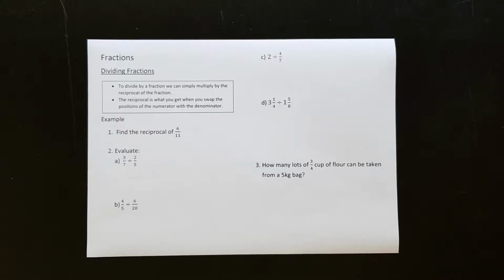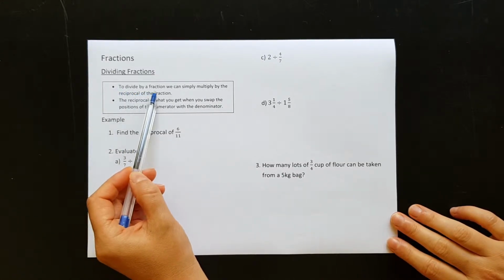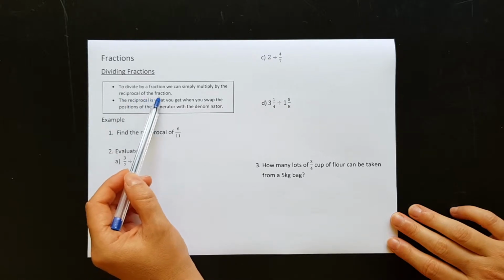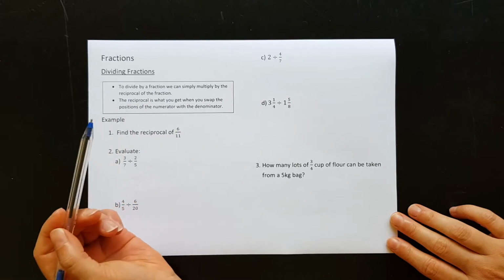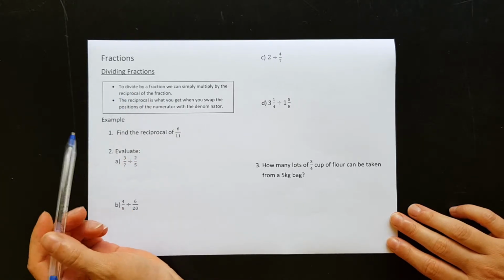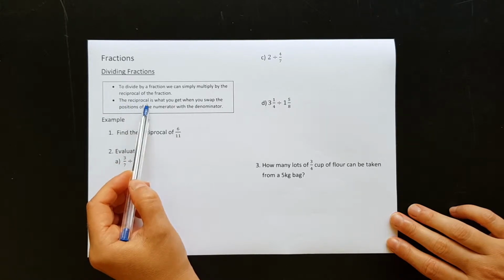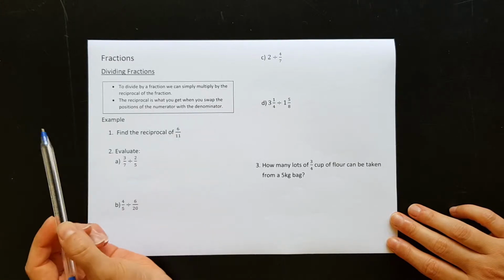Today we're going to be learning some fractions and we're specifically going to be dividing fractions today. So in the box here, we know to divide by a fraction, we can simply multiply by the reciprocal of the fraction. Okay, so I used the word simple in there, but there's some fancy words in there. Reciprocal. Reciprocal is what happens when you swap the positions of the numerator with the denominator.